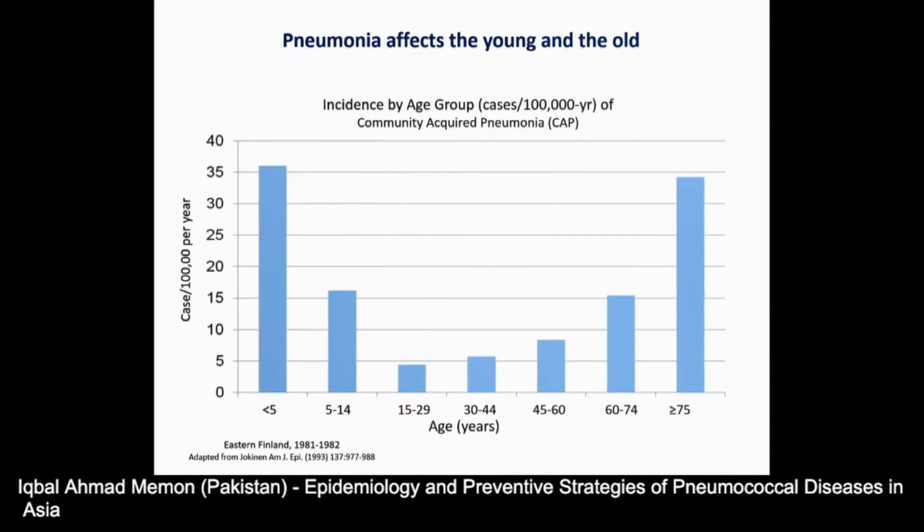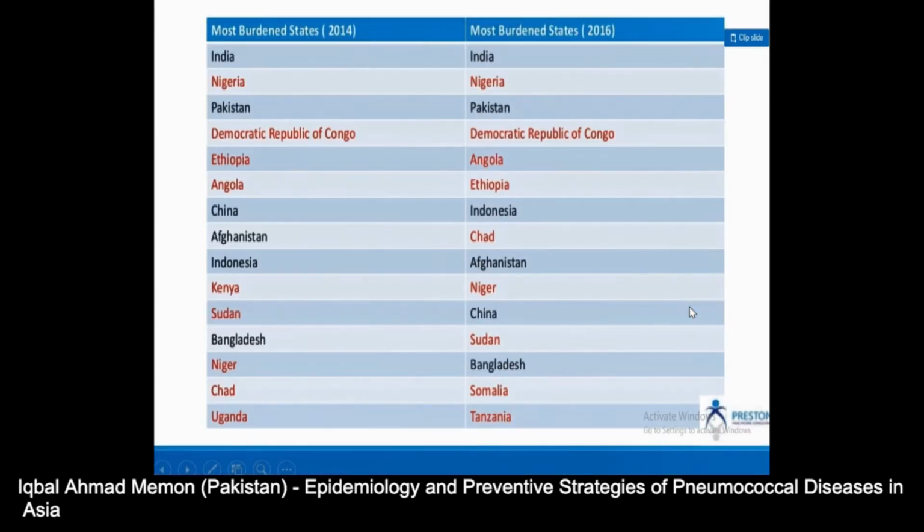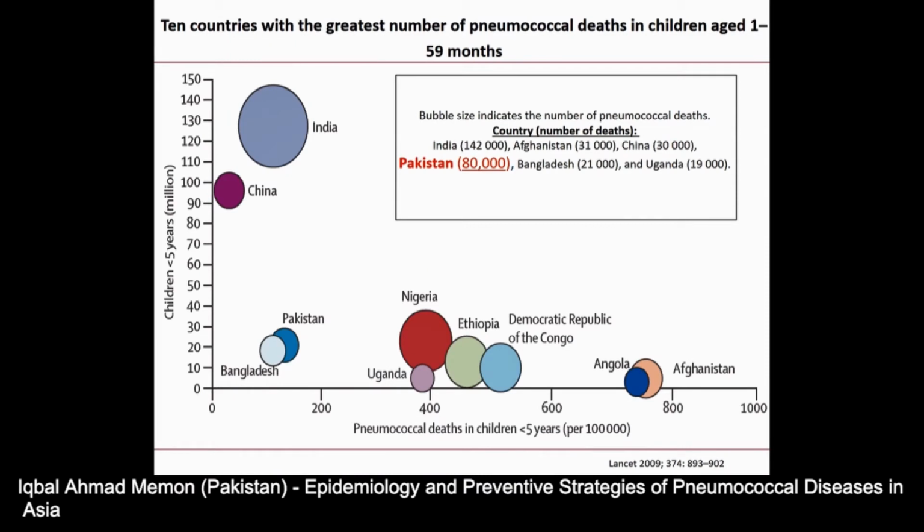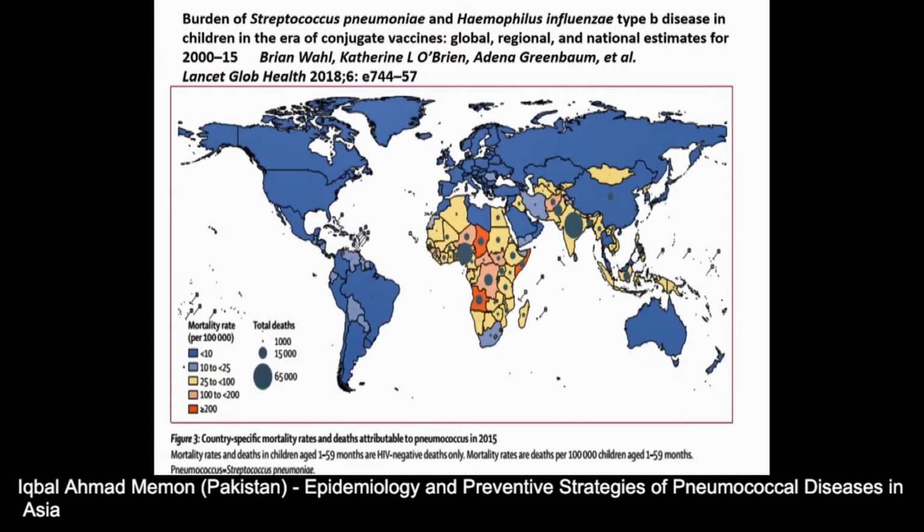The two age groups that pneumococcal pneumonia afflicts are either under 5 or over 75, and this comparison between 2014 and 2016 keeps reflecting the same Asian countries in the top 15. The majority of them are Asian, and then some in Africa. Kindly look at these globes, which are sized according to the country and number of deaths, and the estimates and figures all over once again re-emphasize that it is a horrendous disease which afflicts and causes death in children under 5.